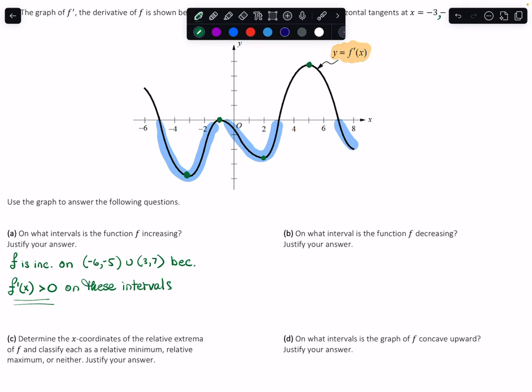Note that at -1, and I tried to not highlight that x value, the graph is not negative. It does not produce a negative y value there. The value of the derivative there would be 0. 0 is not a negative number, so we would not include that value in our intervals.